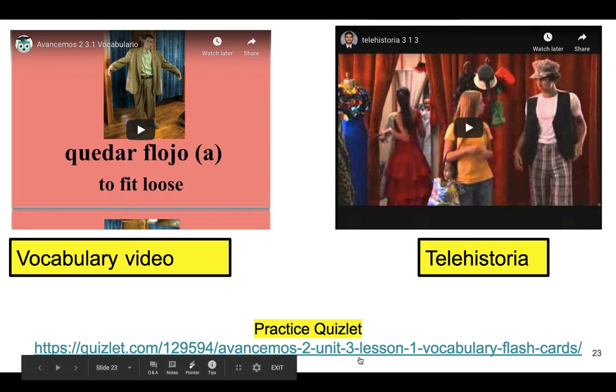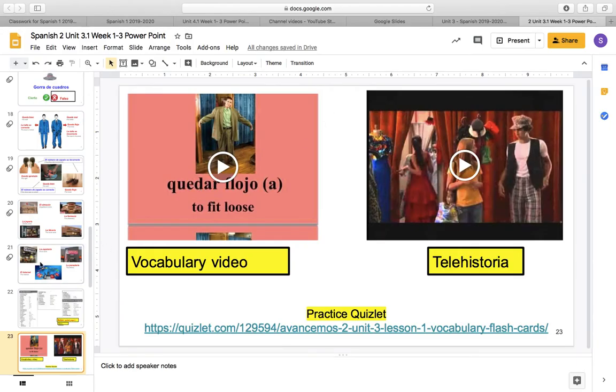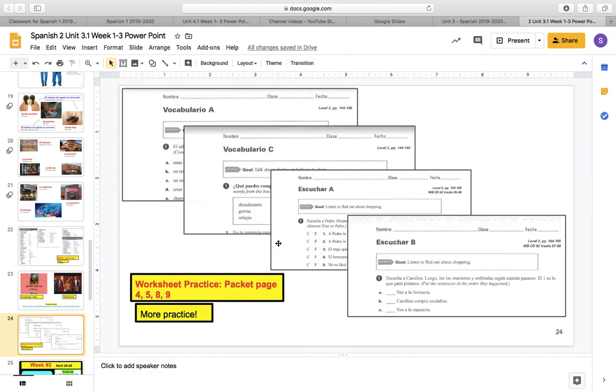Then I did put in a practice Quizlet. So again, you can do match, gravity, whatever helps you study best, okay? You can even listen to the little audio. So again, these are the vocab words that you need to know for the weekly quiz, okay? And here are the practice pages. So there are 4 practice pages for this week. So again, the practice pages are on a Google slide. You can just edit them.